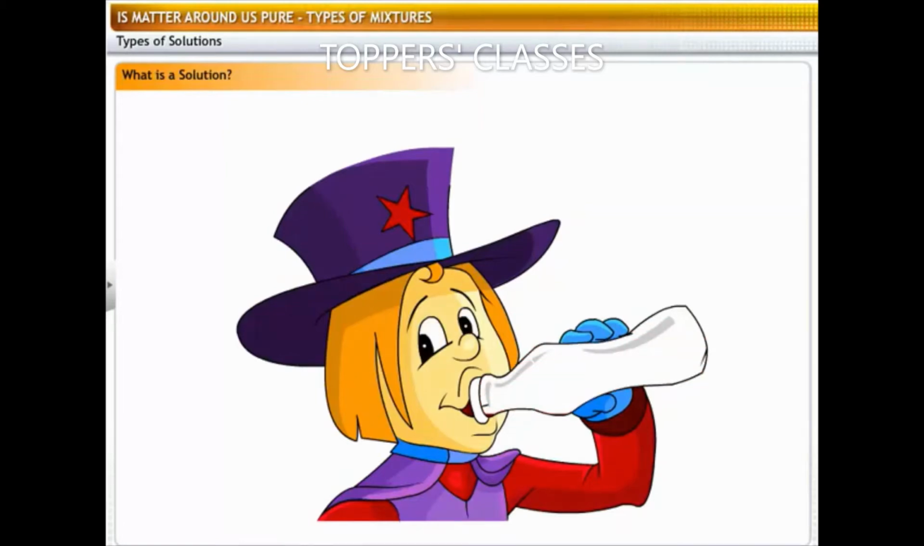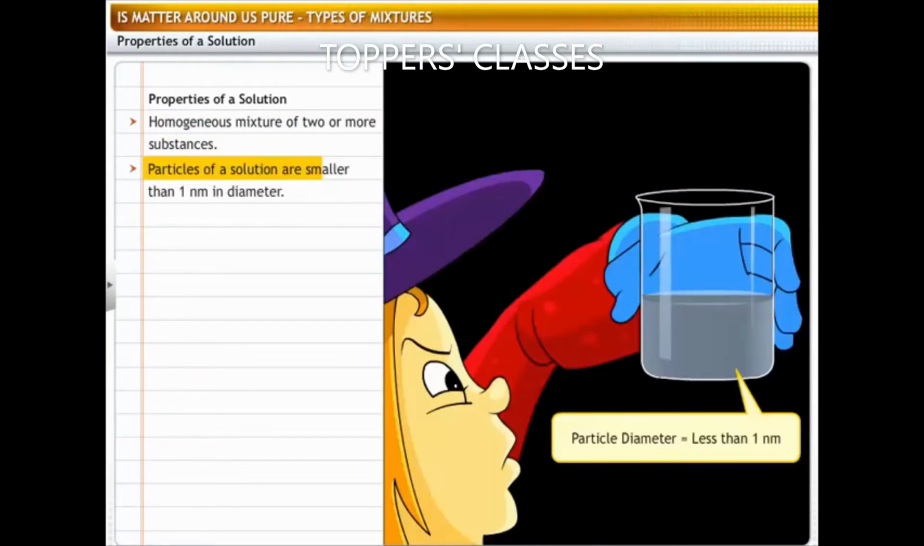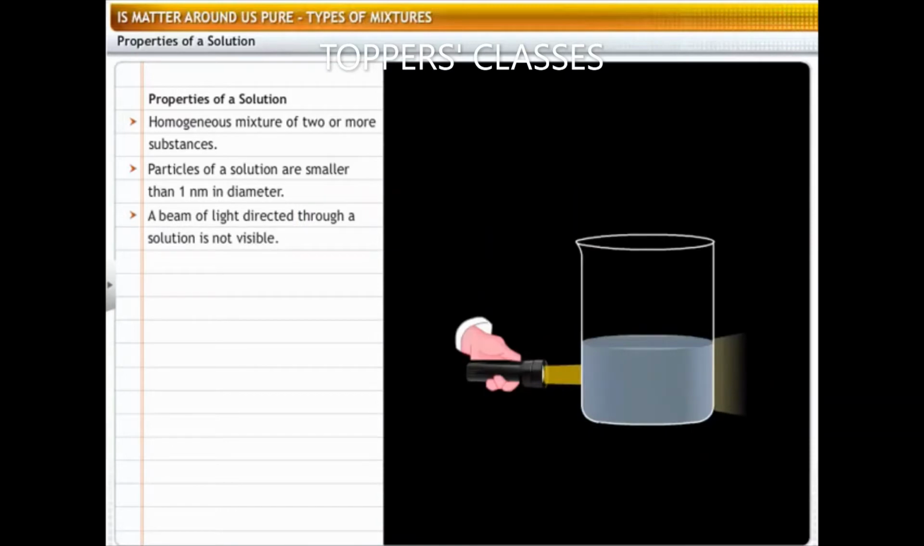A solution is a homogeneous mixture of two or more substances. The particles of a solution are smaller than 1 nanometer in diameter, so they cannot be seen with the naked eye. When you direct a beam of light through the solution, it is not visible. Since the particles in a solution are very small, they do not scatter a beam of light passing through the solution.